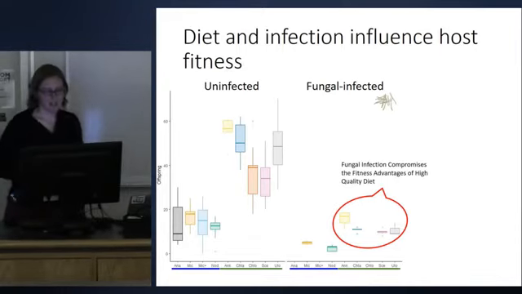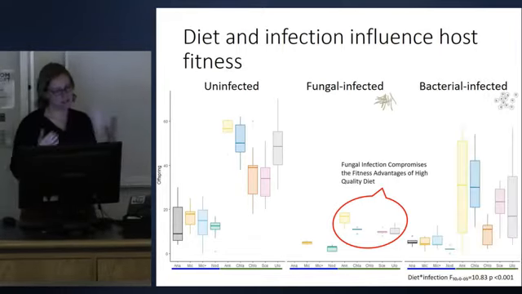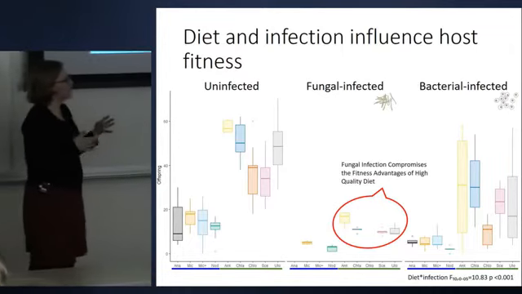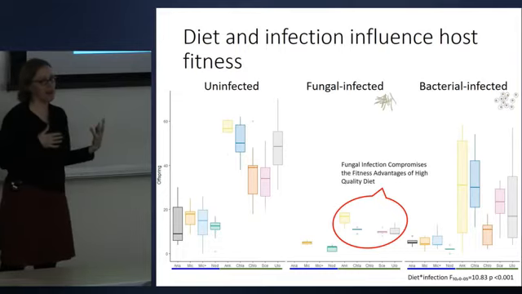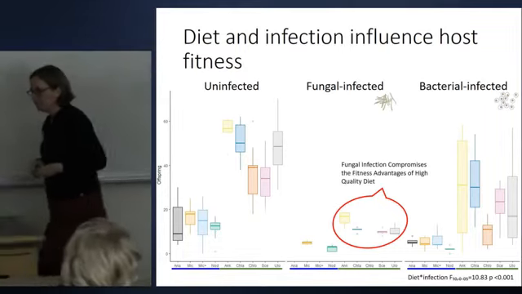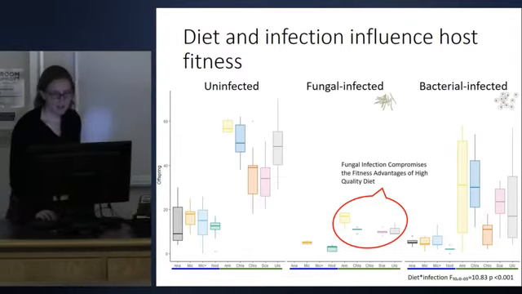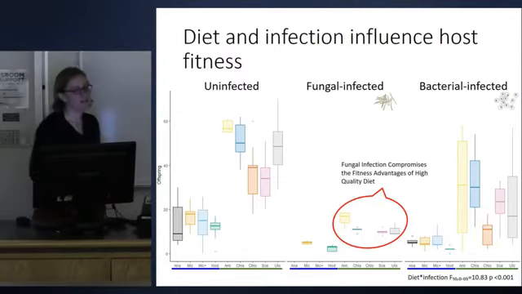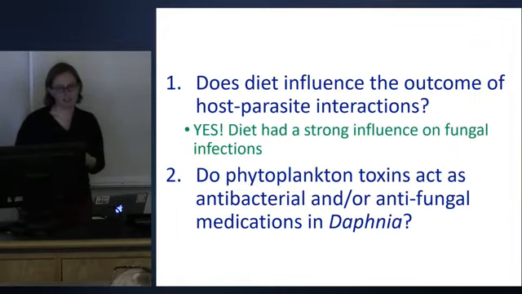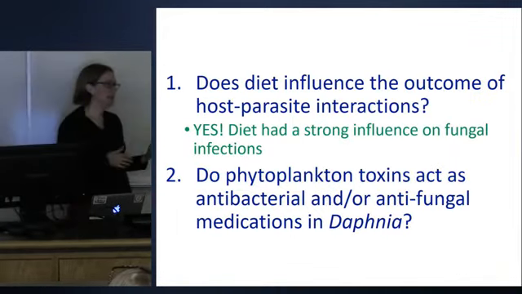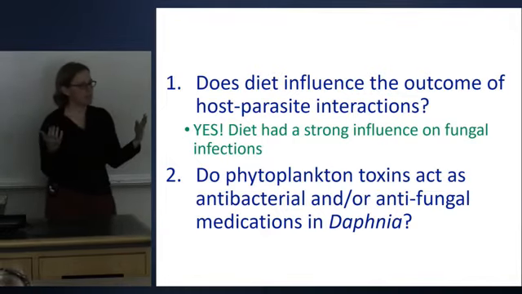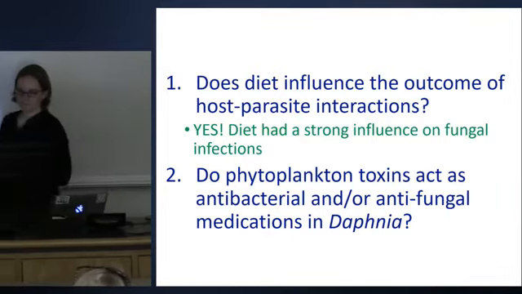And then for the bacterial parasite, there ends up being a lot of variation. And really, this is variation in whether they get sterilized by the pathogen or not. And there's probably a lot of interesting stuff to follow up on with that. Okay, so yes, diet definitely had a strong influence on fungal infections, on whether they became infected. It also had an influence on bacterial infections in terms of how much the parasite grew within the host.